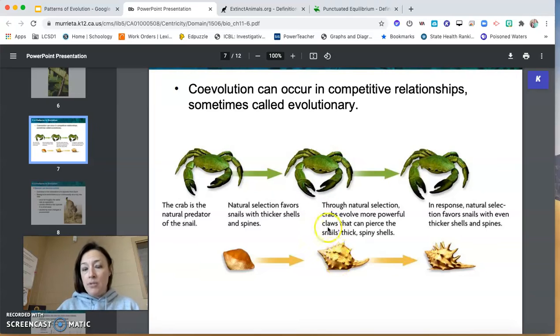But when the crab comes around, the mama gets eaten because she didn't have the spines, but the baby doesn't because he does have the spines, and so that survived and got passed down, and now the crabs are having trouble eating the snails because their shells are thicker and spiny.